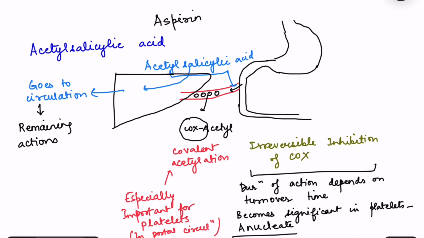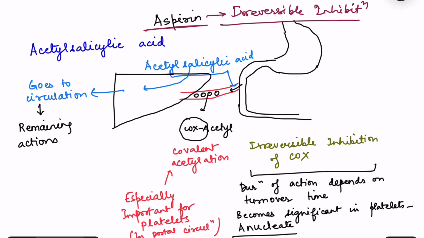So moving on to aspirin. So aspirin is a prototype drug, as I told you, and this drug is the only drug which causes irreversible inhibition of COX. Okay, so this is an exception. All other NSAIDs cause reversible inhibition. This causes irreversible inhibition of COX.